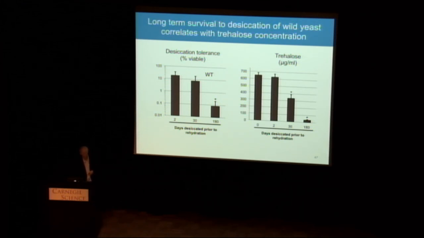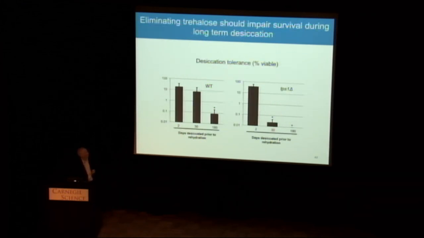Well, the first one I've already told you how to do, and that is we can get rid of all the trehalose in the cell by knocking out these biosynthetic enzymes with our deletion. What you see is exactly what we predicted. At 30 days, where wild-type cells normally survive fine to 30 days of desiccation, if they don't have trehalose, they become 100, 200, almost 1,000-fold more sensitive to desiccation. So having trehalose there did seem to make a difference.